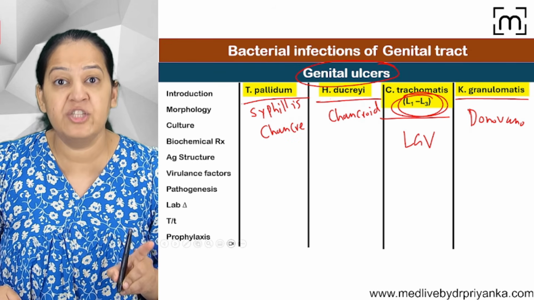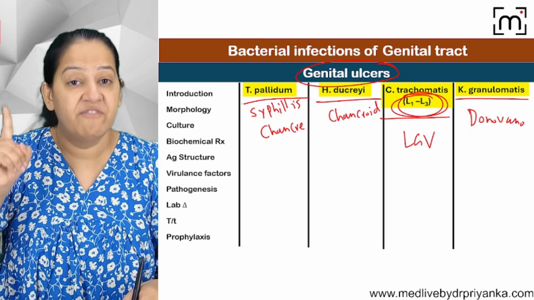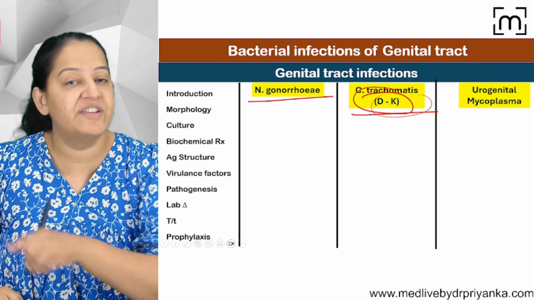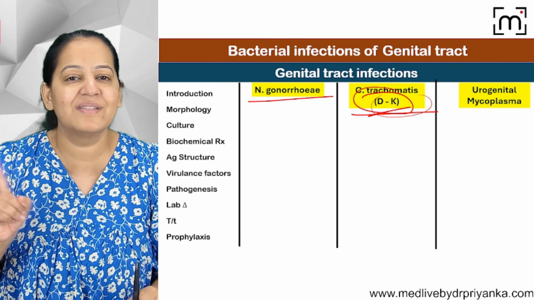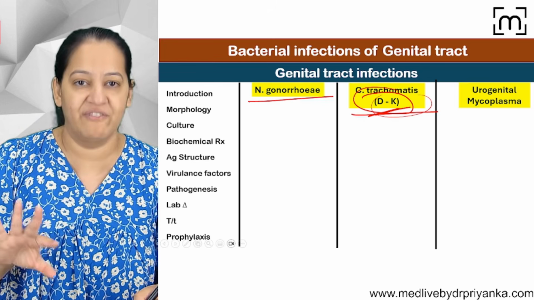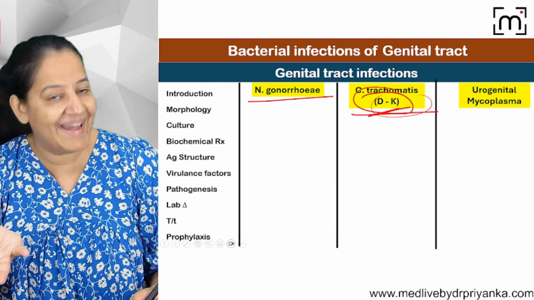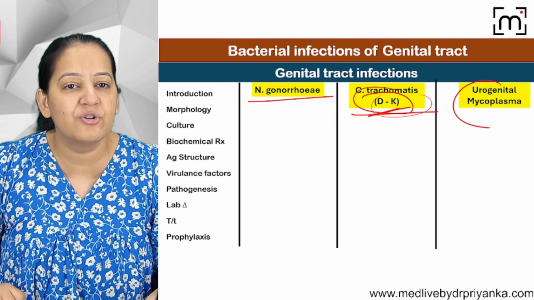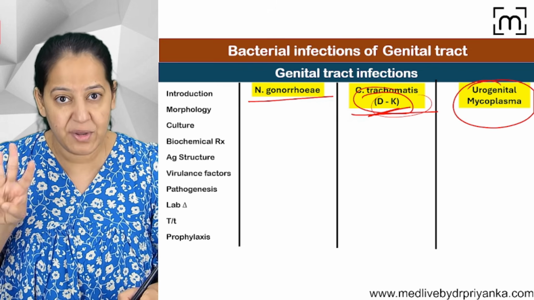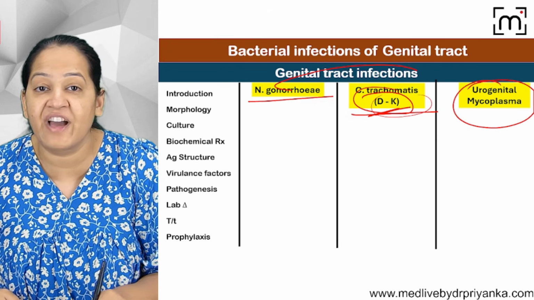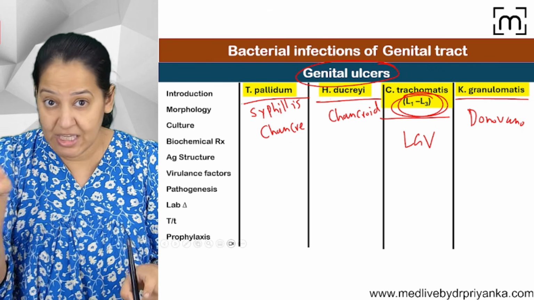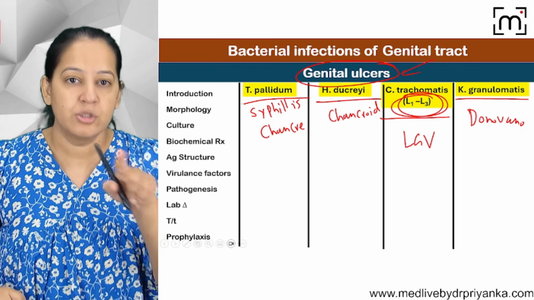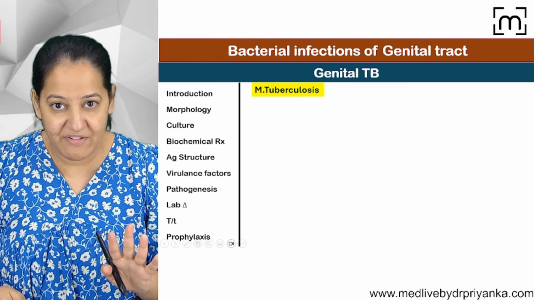Here the serovars were L1, L2, L3. Here the serovar is D to K. You can appreciate, I will teach you Chlamydia trachomatis 2 times. One in the ulcer and one in the genital infection. Okay, these do not cause ulcers. They cause genital tract infection. Which infection I will let you know. What are the infections in male? What are the infections in female? Like that. Okay, and the third here is urogenital mycoplasma. So these three bacteria cause genital tract infection. They don't cause ulcers. These 4 bacteria cause ulcers. So 4 and 3, 7 bacteria.